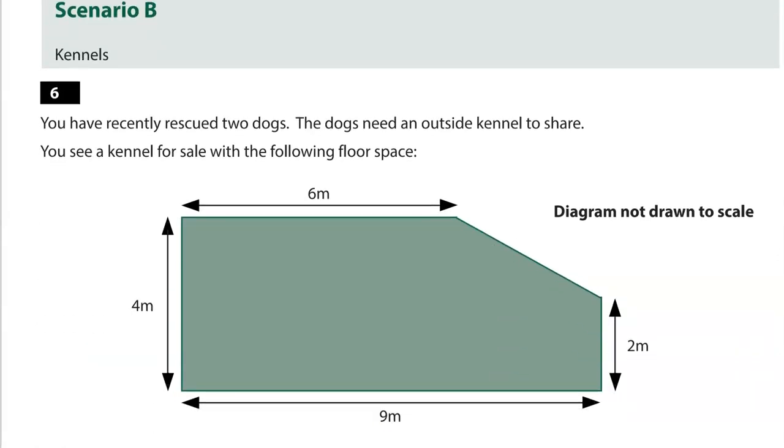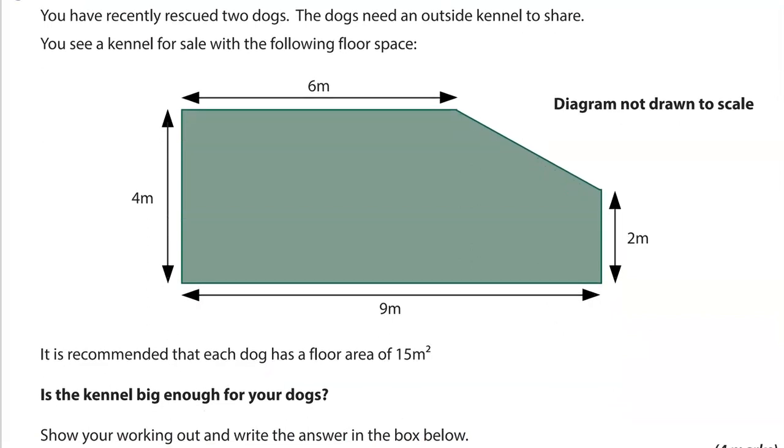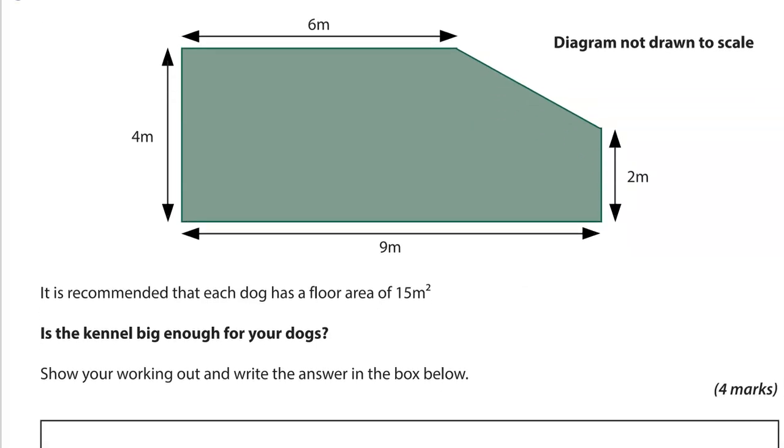Scenario B, kennels. You have recently rescued 2 dogs. The dogs need an outside kennel to share. You see a kennel for sale with the following floor space. It is recommended that each dog has a floor area of 15 square meters. Is the kennel big enough for your dogs? So show your working out and write the answer in the box below.